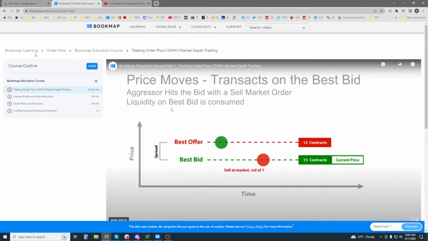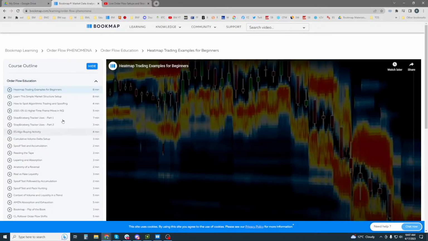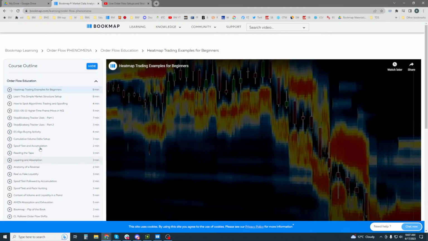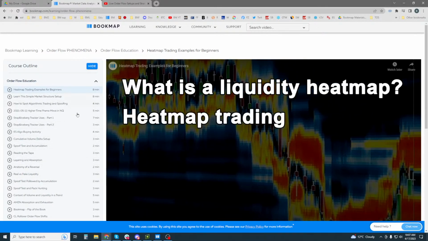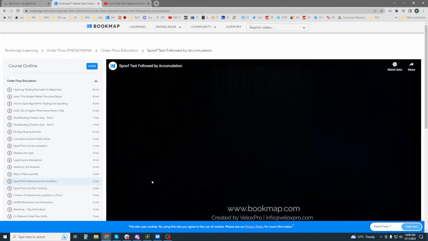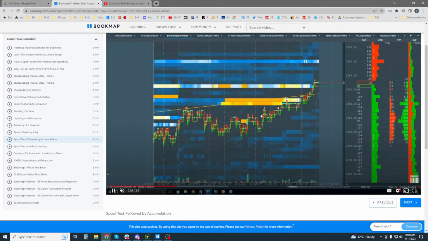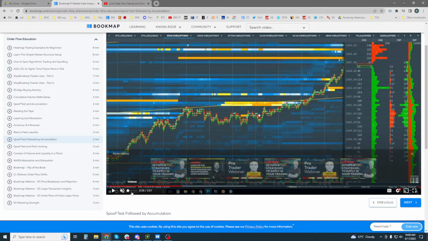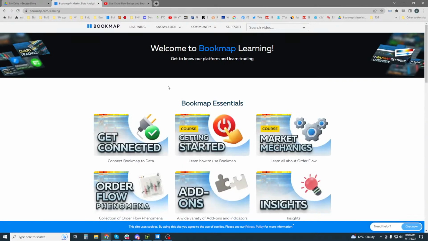Just use the back buttons here, or the breadcrumbs to go back. Order flow phenomena, all centralized in here. Different videos on different things here in Bookmap, like what is liquidity heat map, as you can see here, and then spoof test. This is again evergreen content, and understand some of these things in here and what's going on in Bookmap, and how you can use this as an edge around your areas of interest.